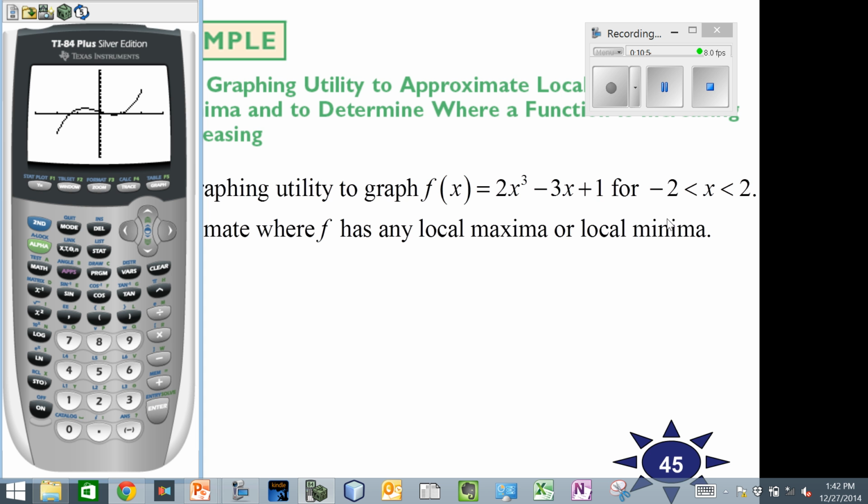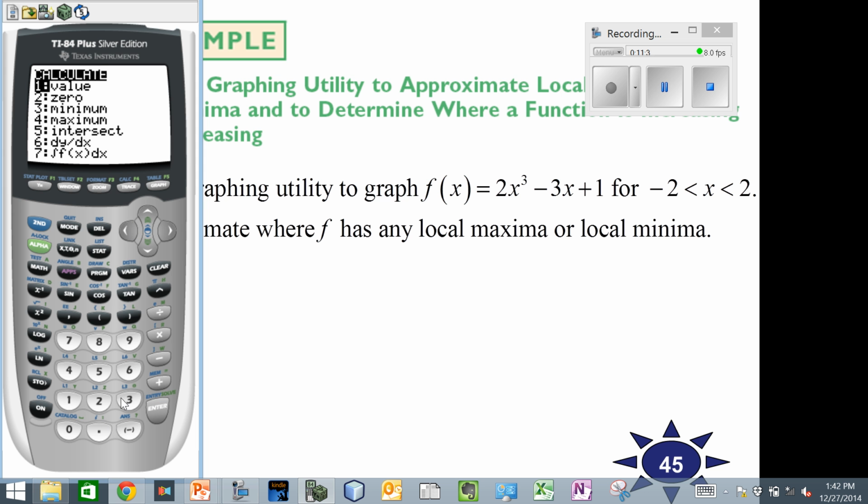What are the local maxima and minima? So the local maximum is right here. Let's calculate it. Second, calculate a maximum. And it's the same thing we've done before. We need a left bound, so we need to be to the left of the maximum. We need a right bound. Hit enter there. And we need a best guess. That's pretty good. All right, so we have a maximum at negative 0.71 if we were rounding to 2, and y equals 2.41.